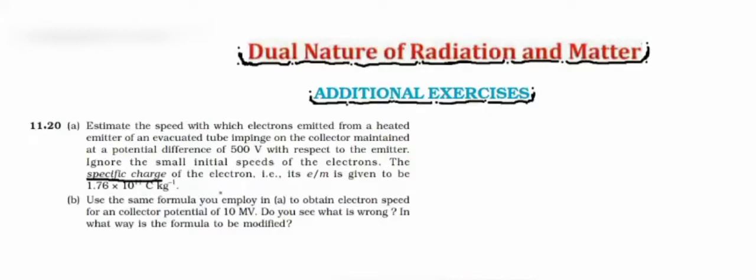Now, here you are asked to calculate and estimate the speed of electrons. So we have the energy of the electron, eV, when it is accelerated by a potential. Its energy is eV or qV. We say work done is equal to qV, as you have studied in the second chapter, which is equal to half mv square.